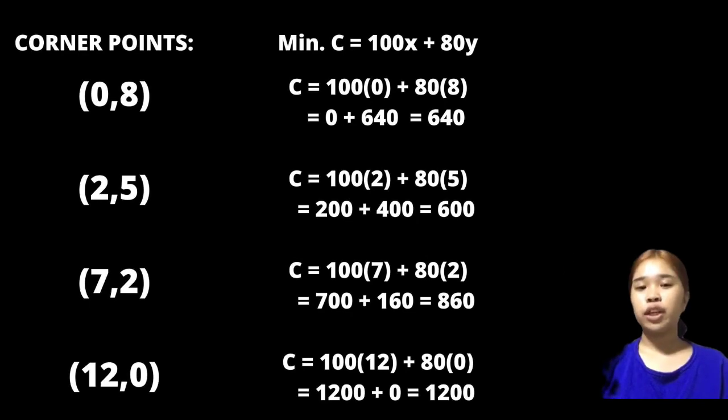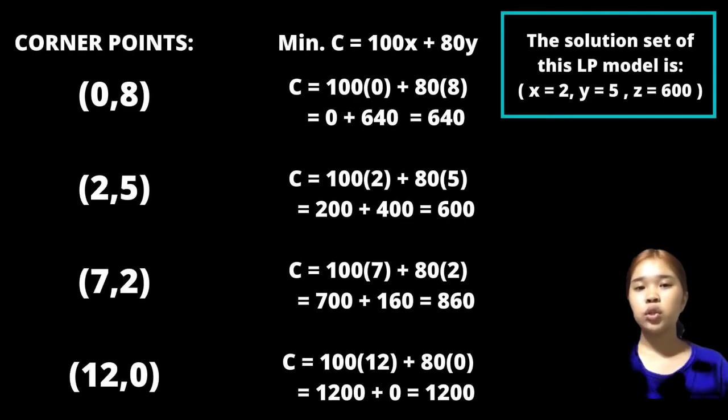Since we are looking for the minimum cost, our solution to this LP model is x equals 2, y equals 5, and z equals 600.